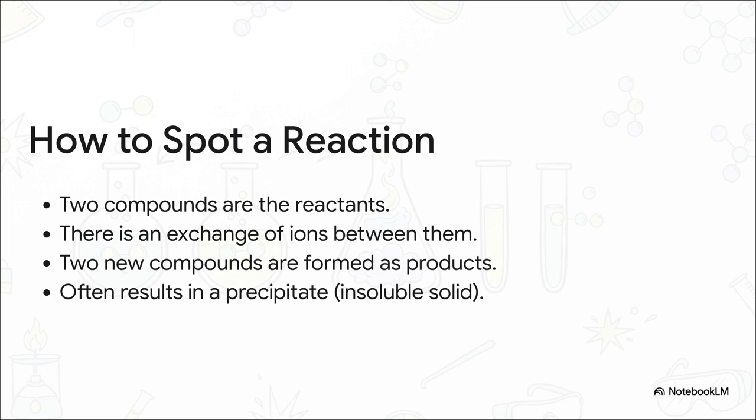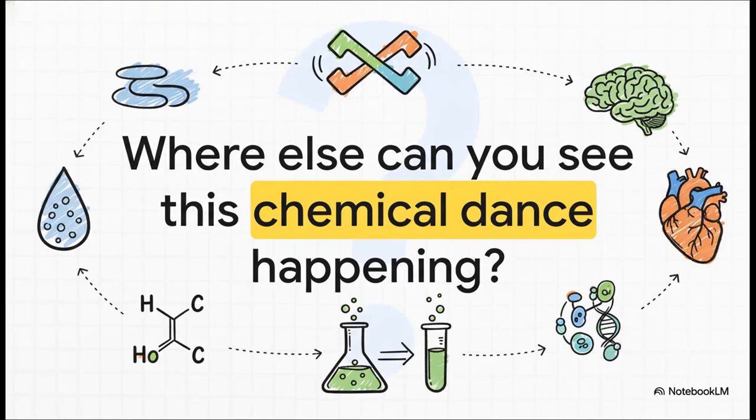And, the biggest clue of all? Often, you get that precipitate, that solid that just appears out of nowhere. If you see all those things happening, chances are you're looking at a double displacement reaction. Easy peasy. And that kind of brings us to the end. Now that you get the idea behind this chemical dance, I want to leave you with a question to think about.